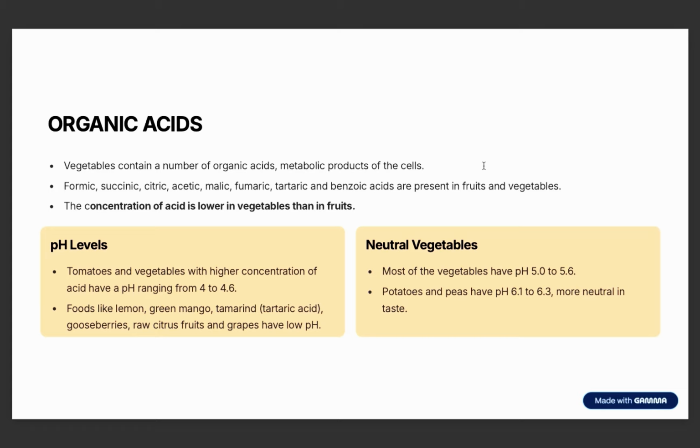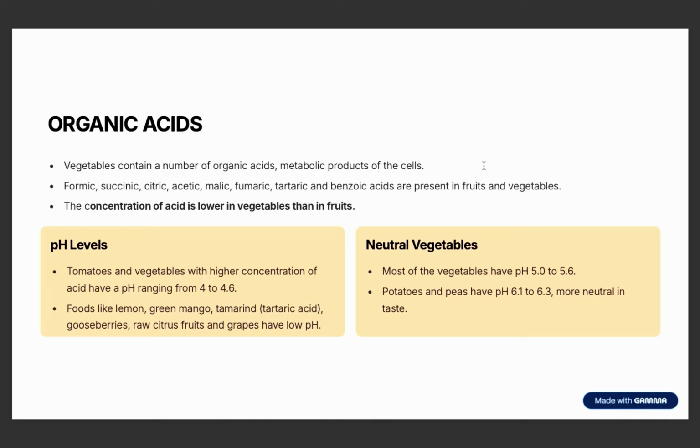Acids like formic acid, succinic acid, citric acid, acetic acid, malic, fumaric, tartaric acid, benzoic acids are also present in these, and their concentration is comparatively lower in vegetables than in fruits, so acid content is higher in fruits. And looking into the pH levels, the tomatoes and vegetables with higher concentration of acid have a pH ranging from 4 to 4.6, and foods like lemon, green mango, tamarind which has tartaric acid, gooseberries, raw citrus fruits and grapes have very low pH, even lower than 4.